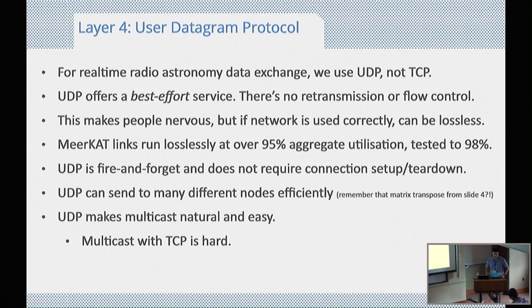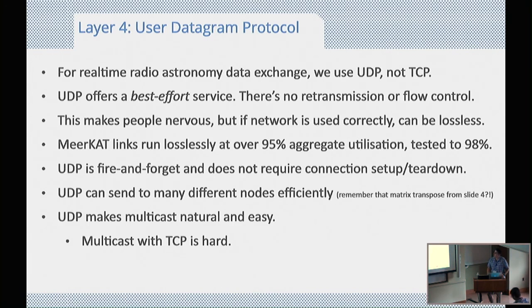You pump a packet into the network with your appropriate headers on and hope for the best that it arrives at the other end. This makes lots of people very nervous, and I would like to say that it's not a problem if the network is correctly configured. In MeerKAT, we have a 40 gig network, hundreds of ports. We run all of them losslessly with a 95% aggregate utilization, and we've actually tested them up to 98% line rate, and there are no losses, not a single one over hours and hours.